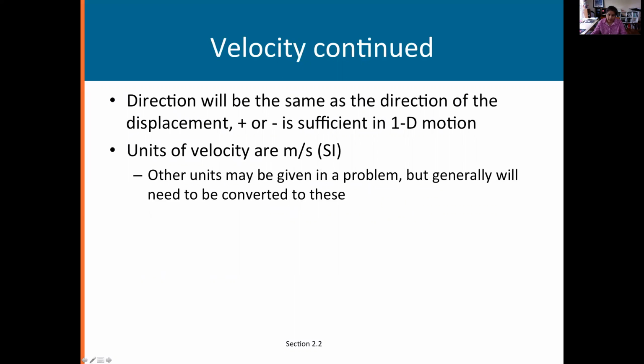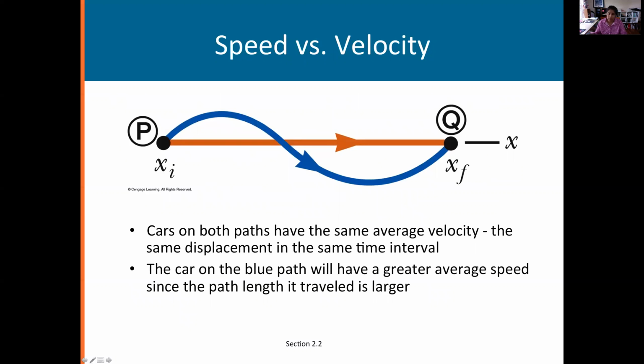In what units will be our average velocity? We're going to give it in SI units, which is meters per second. Okay. So you may have conversions required if you do problem solving, from miles per hour to meters per second and so on. Okay, just to illustrate the difference between speed and velocity, let's consider this example here.